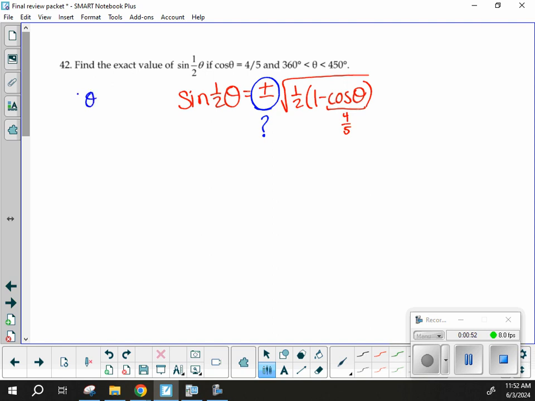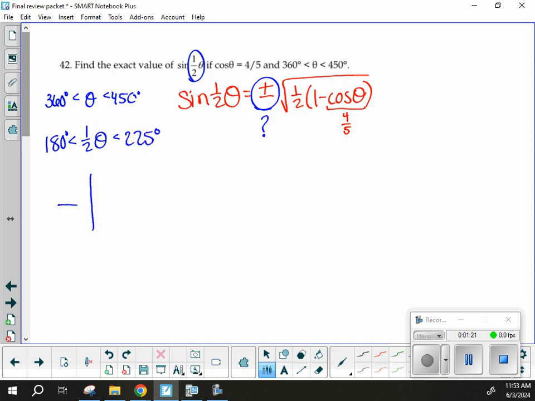Because they tell us theta is somewhere between 360 and 450, which is actually a kind of an unusual way to list quadrant 1, but you'll see what changes when we make some adjustments here. We don't actually care about theta, though. It says find sine of half of theta. So if theta is in that interval, half of theta is between, well, let's just divide all parts of that by 2. It's somewhere between 180 and 225.